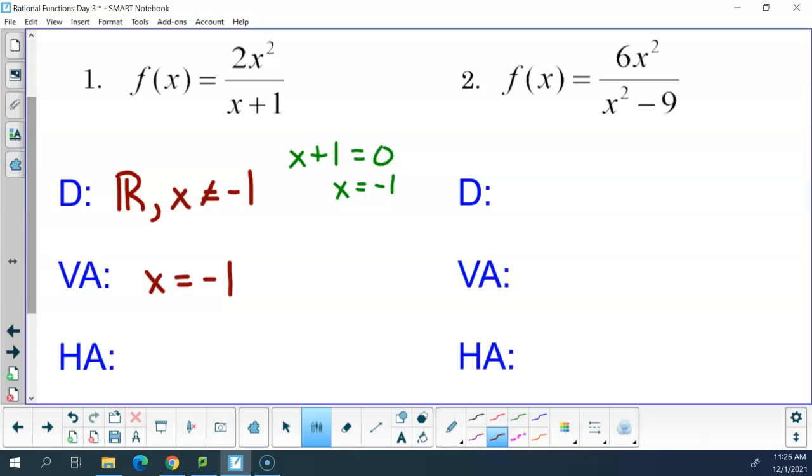Now, horizontal asymptote. What is the degree of the top? 2. What is the degree of the bottom? 1. There's a 1 there. So that's 2 over 1, which is big on top, small on the bottom, which, according to our notes, says none. There is none. So we actually write the word none.